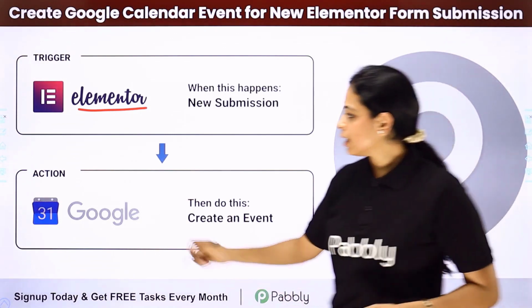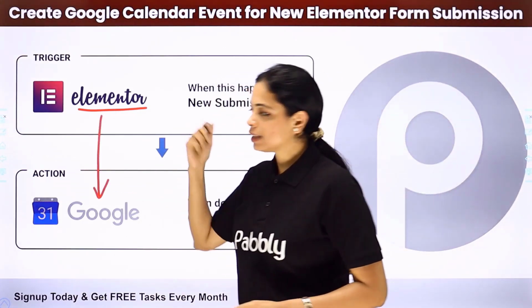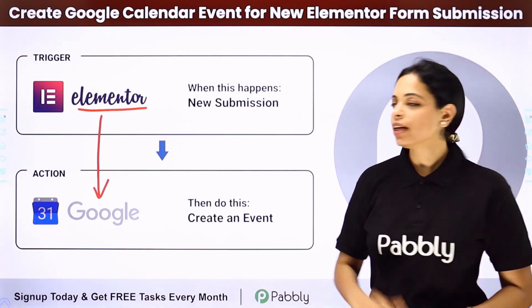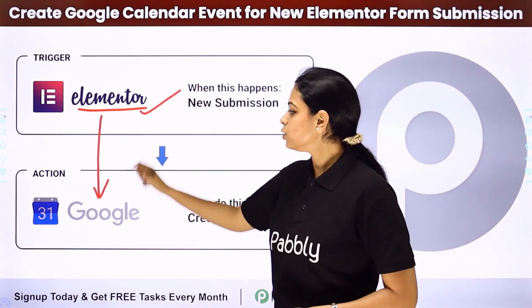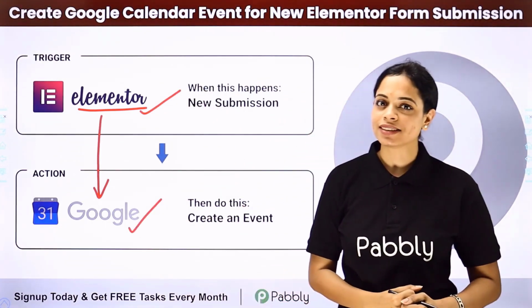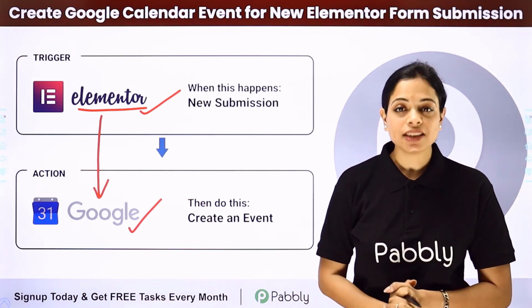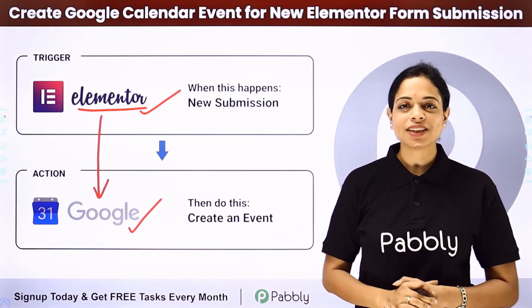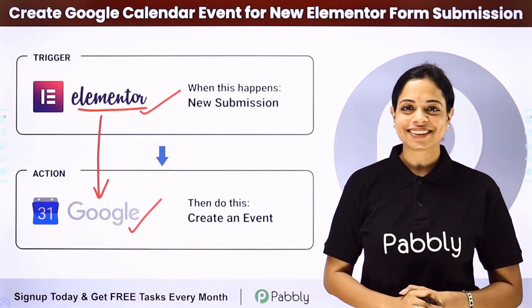Now, to do that, you will have to set up some integration between the two, and the same thing can be done using Pabbly Connect software. Here, your trigger application will be Elementor and your action application will be Google Calendar. Now, how can you do this yourself? Integrate and automate this entire process. To understand that, let me take you to my screen.